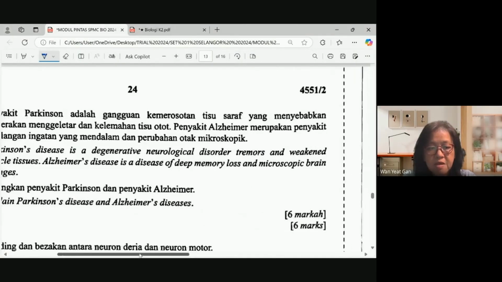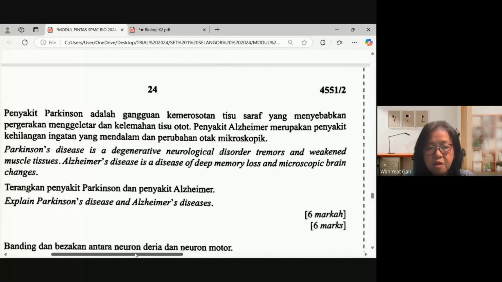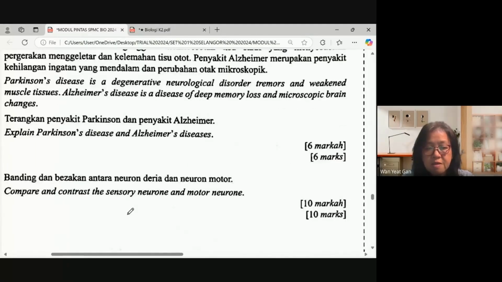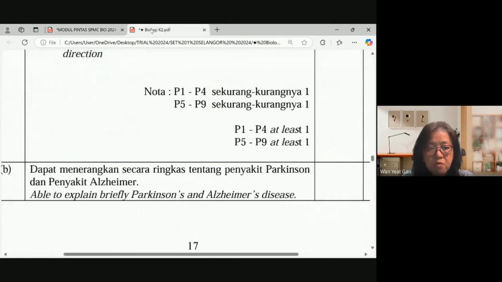Parkinson disease is a degenerative neurological disorder with tremor and weakened muscle tissue, while Alzheimer is a disease of deep memory loss and microscopic brain changes. Explain Parkinson disease and Alzheimer disease. Now, look at the marks first. It's 6 marks, so you just give yourself 3 marks for each of the diseases. For each disease, you need to give 3 points.